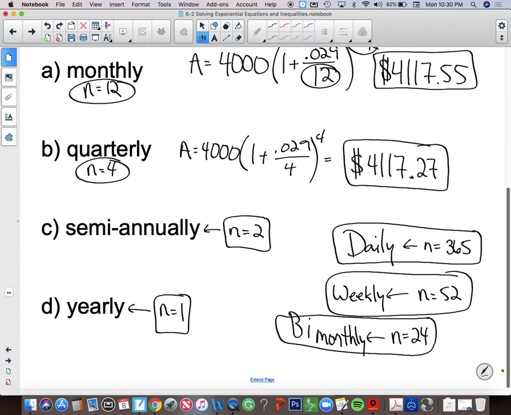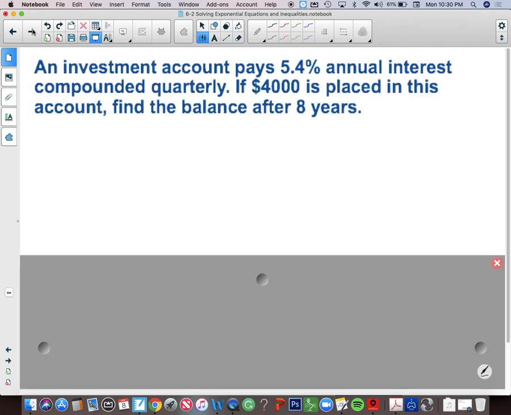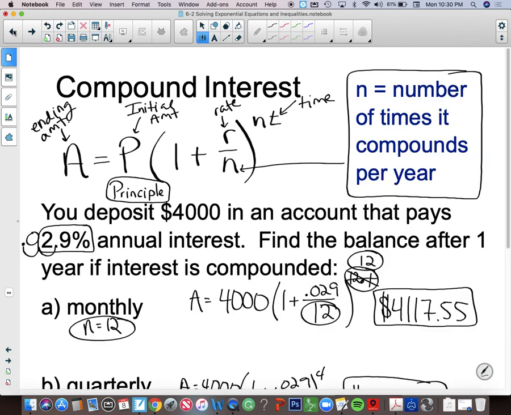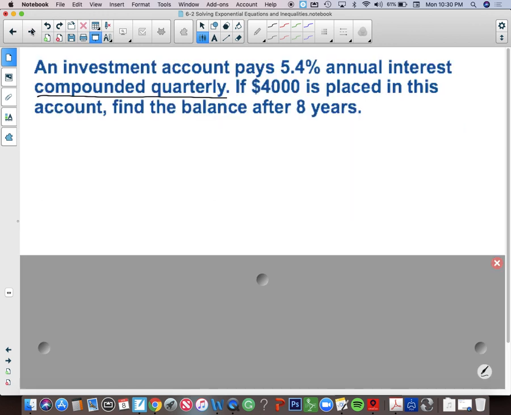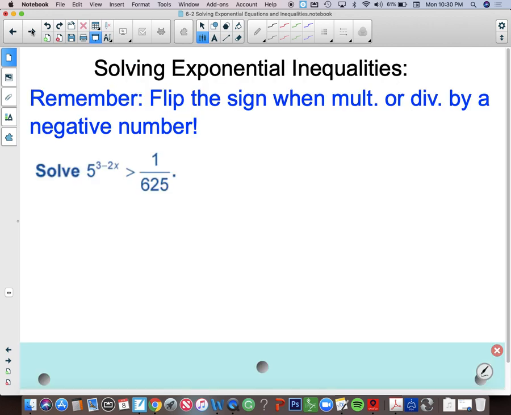This formula is fairly self-explanatory, so we're just going to do one of these. We actually did 2 up here, so let's jump ahead. And here's another compound interest problem. If it just says compounded quarterly, or compounded whatever, you know you're using this formula. Later on, we're going to get to compounded continuously. That's a separate formula. So let's finish with solving exponential inequalities.